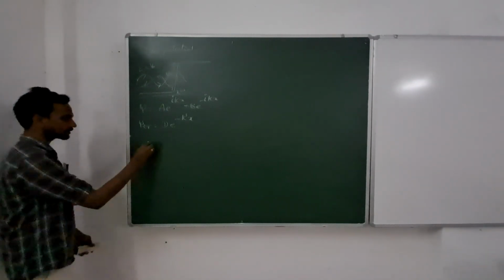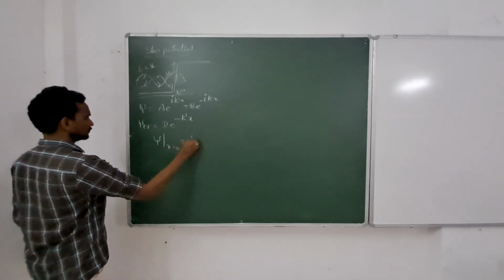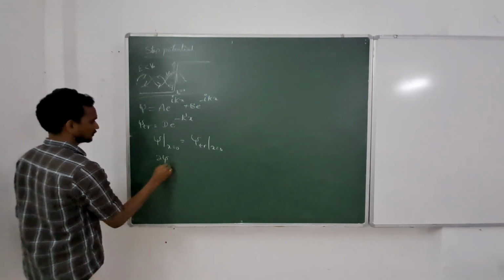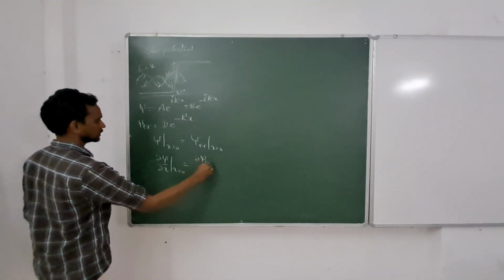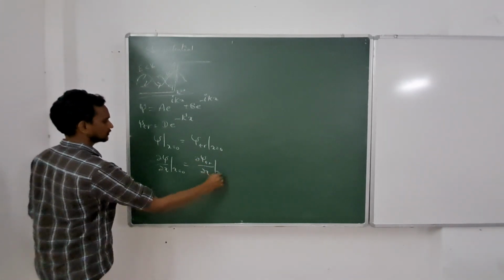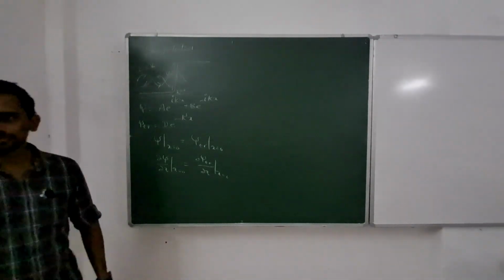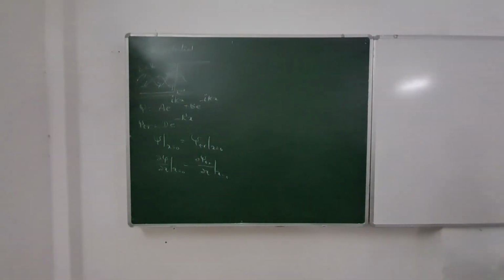What are the boundary conditions? Psi at x equal to 0 is equal to psi transmission at x equal to 0. Dou psi by dou x at x equal to 0 is equal to dou psi transmission by dou x. These are the two boundary conditions. The wave function and its first derivative must be continuous across the boundary.